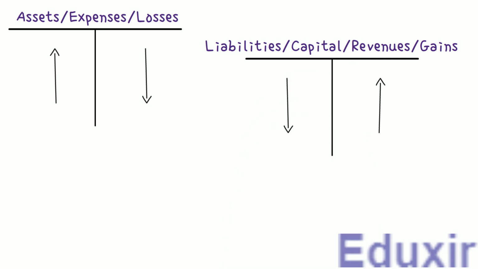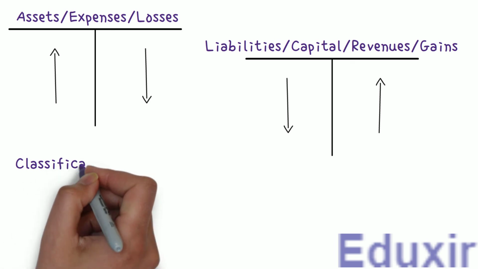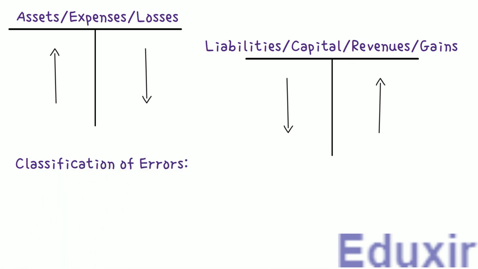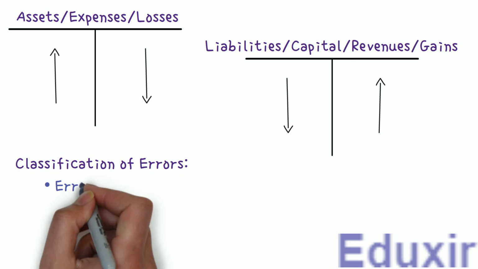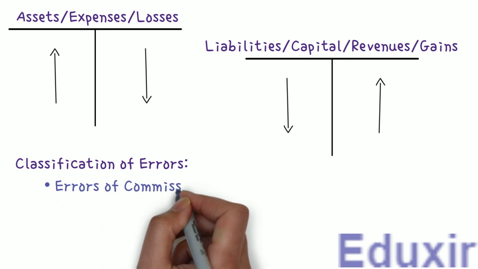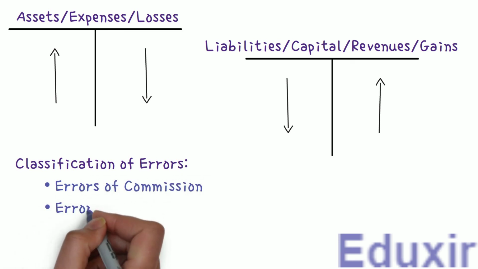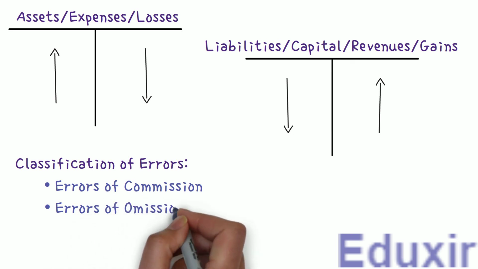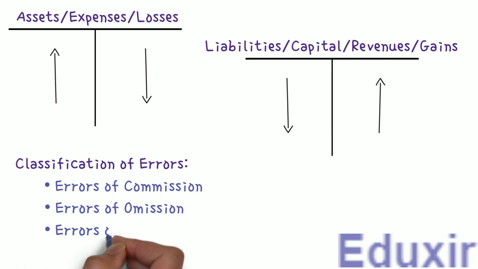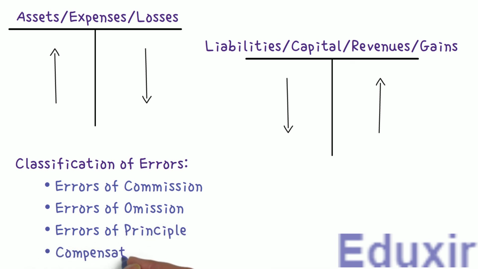Let us also do a quick recap about the classification of errors. Based on the nature of the errors in accounting, all the possible errors can be classified into the categories: errors of commission, errors of omission, errors of principle, and compensating errors. The given problem has only errors of commission. So let us discuss a bit further about it.